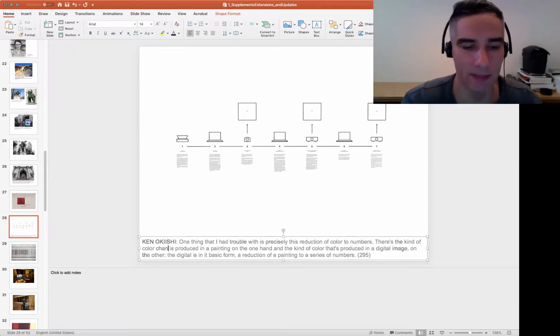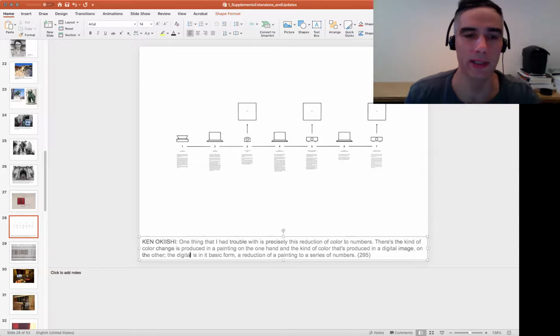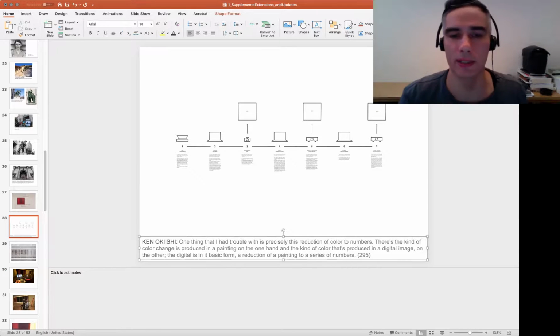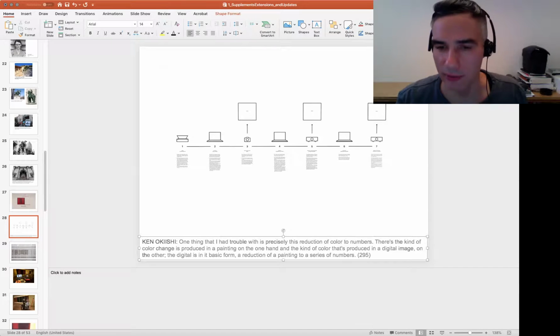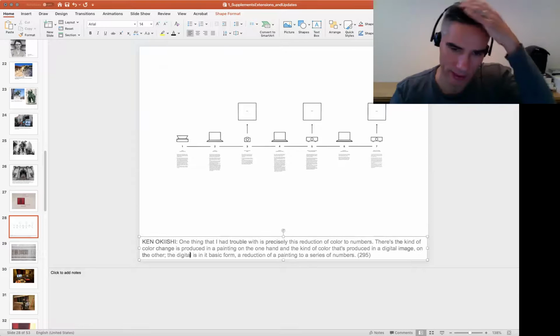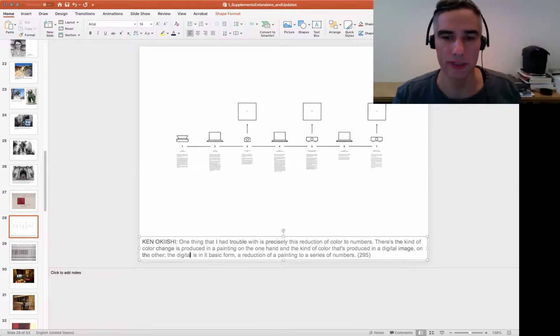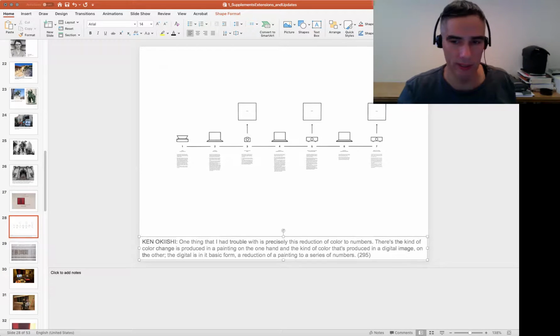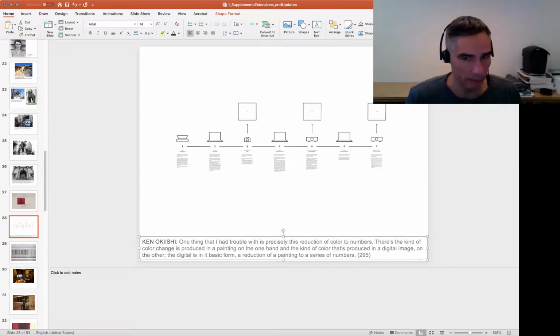I did a copy and paste of a PDF, which is always a bad idea. Color change is produced in a painting on the one hand, and the kind of color that's produced in a digital image on the other. The digital is in its basic form a reduction of a painting to a series of numbers. So this is echoing what I said earlier, where the supplement, when digital, is based on a series of numbers, on a matrix.